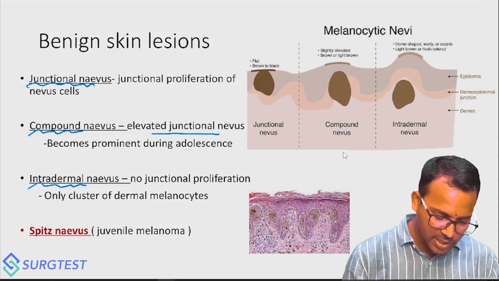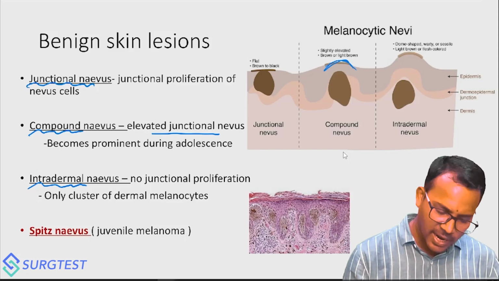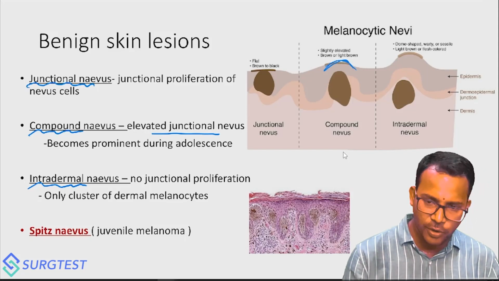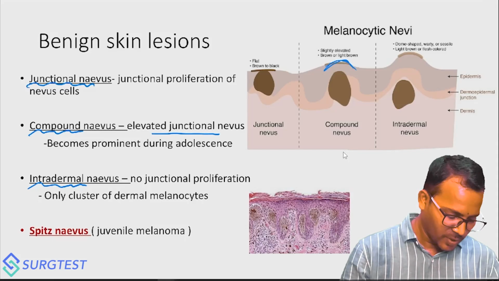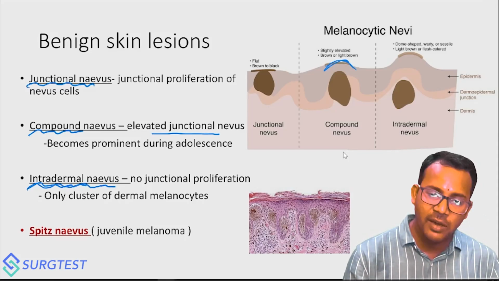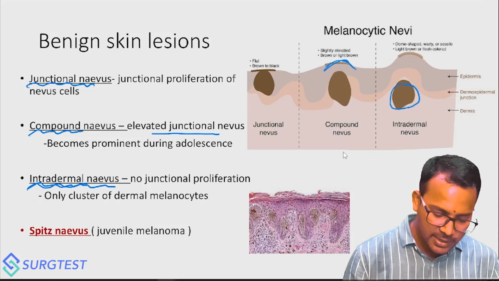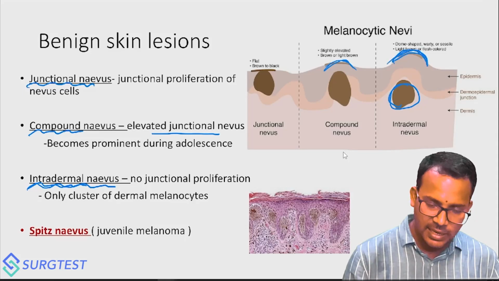You see, the same junctional nevus will be larger in size and it will be elevated. It will be elevated mostly, and it will have very little component going into the dermis. Whereas the intradermal nevus is one wherein you don't have an epidermal component at all. The whole component is in the dermis, but since it is large, it still has elevation.